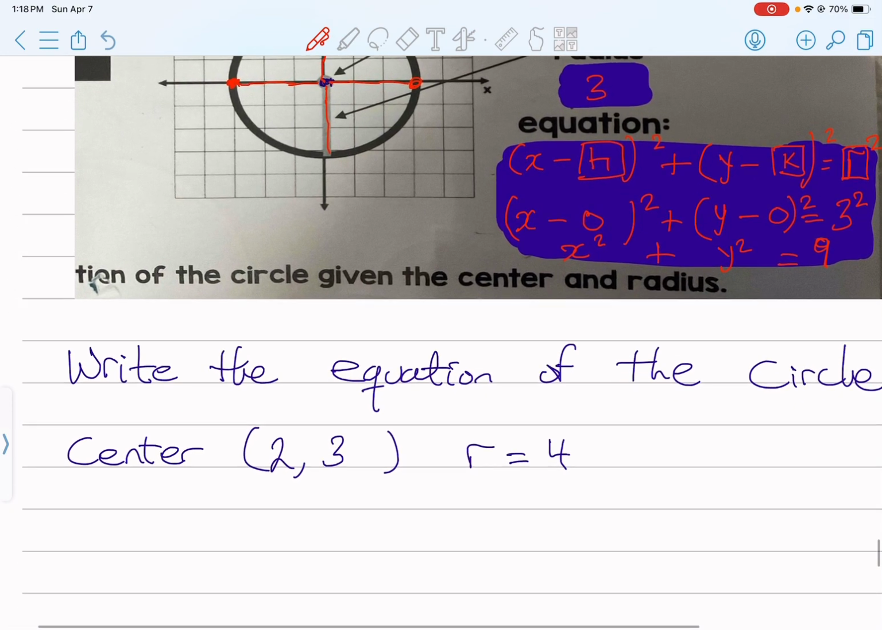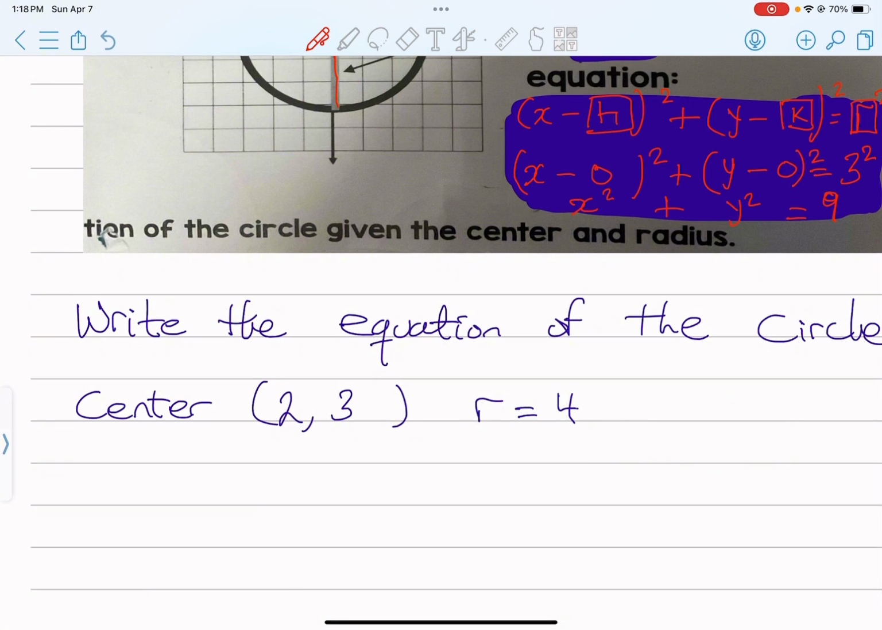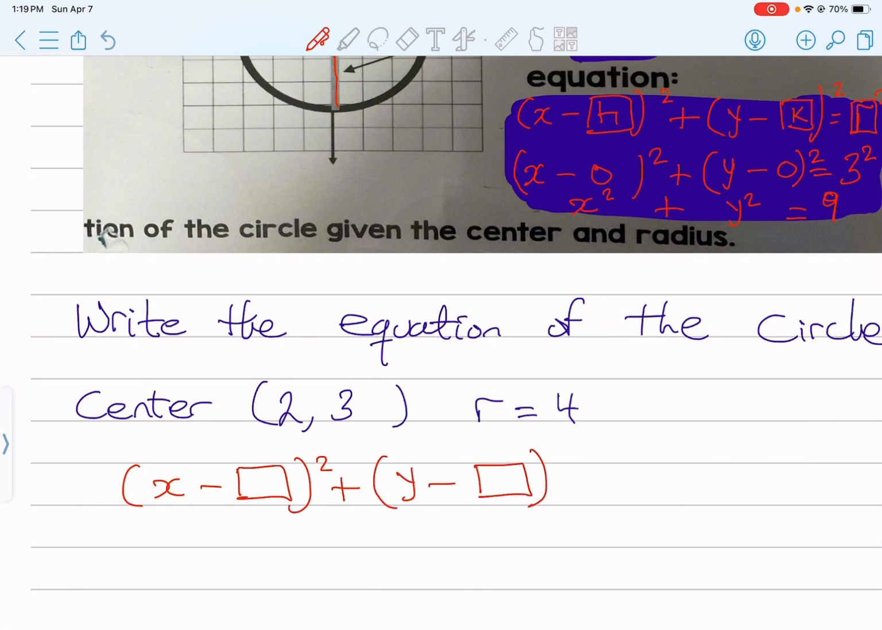Now, let's look at this. They want us to write the equation for this. Again, what is the equation? Parentheses x minus h, parentheses squared, plus parentheses y minus k squared equals radius squared. Remember, this is your h, and this is your k, and that's your radius. You see, I like to do it this way.